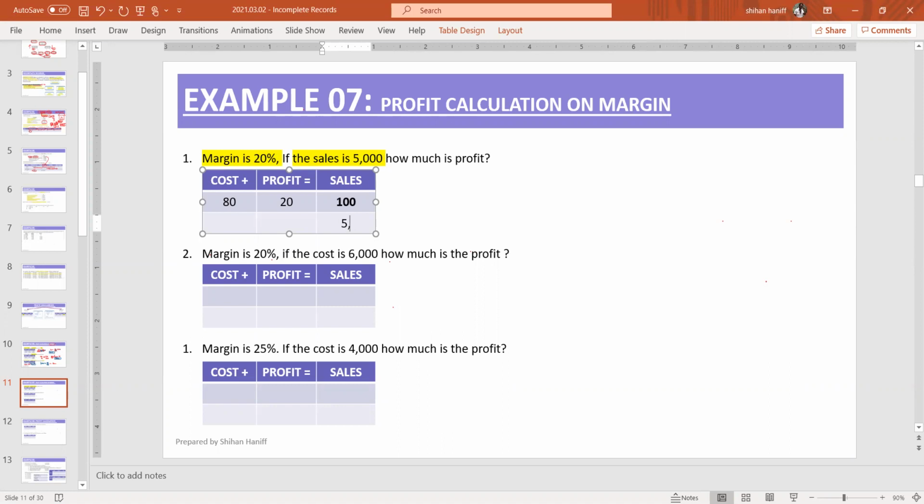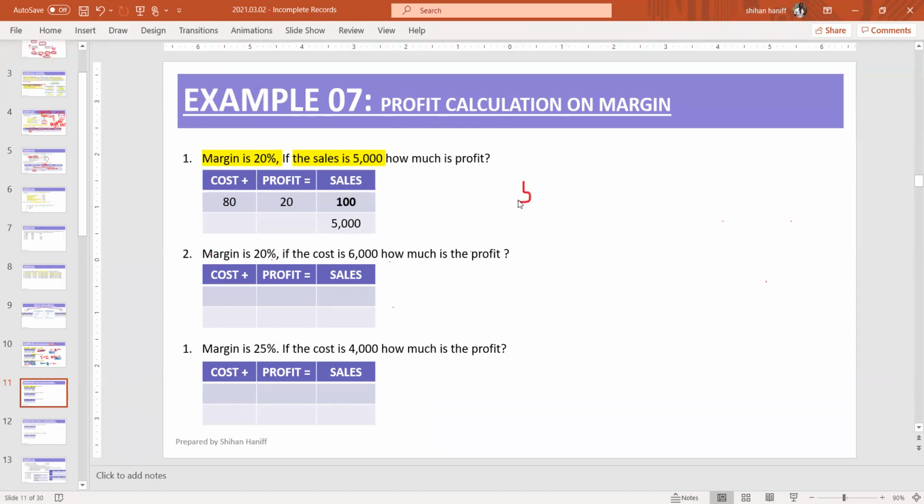Therefore, sales is equal to 5,000. Then 5,000 divided by 100. They ask the profit, so we multiply by 20, which is 1,000. 5,000 divided by 100 multiplied by 20 is 1,000.